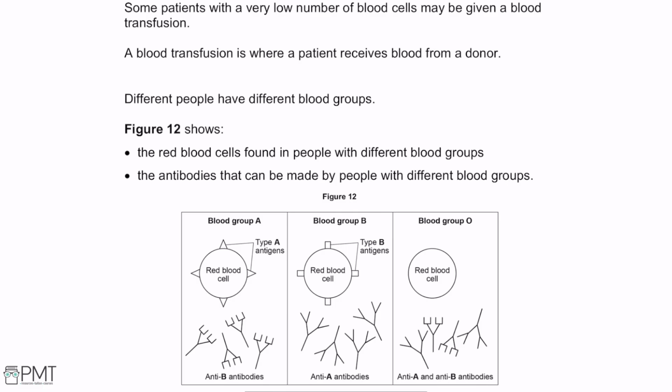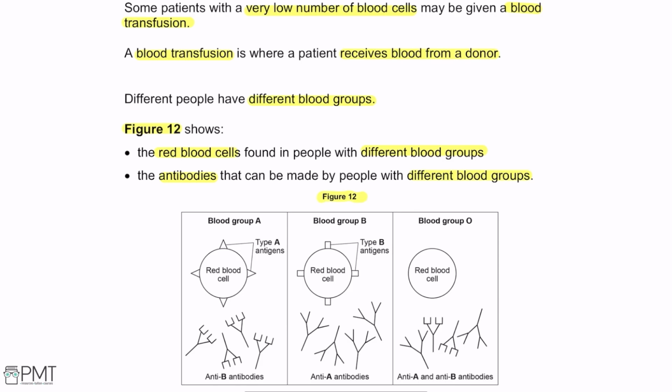Some patients with a very low number of blood cells may be given a blood transfusion. A blood transfusion is where a patient receives blood from a donor. Different people have different blood groups. Figure 12 shows the red blood cells found in people with different blood groups and the antibodies that can be made by people with different blood groups.